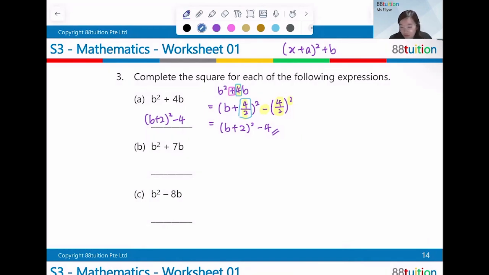Okay, so for part B, I'll just write it on this side. Same thing, this is a plus. I'll just go ahead to say b plus this number. This number, you just divide by 2. So it's a fraction, it's okay. So we just do 7 divided by 2 square, and always minus whatever the number is square. And that's the complete square already. Then eventually you just simplify.